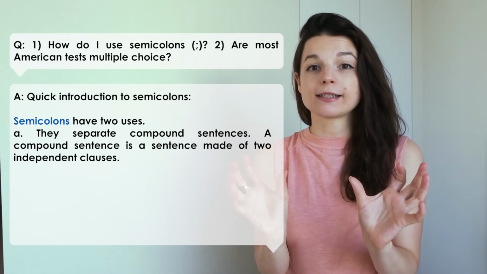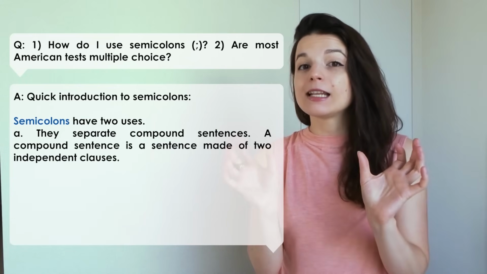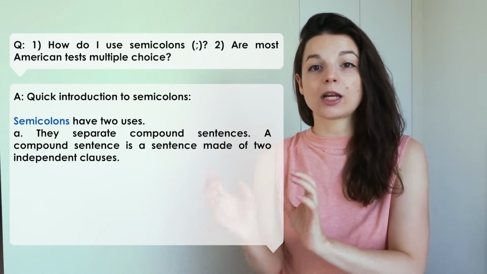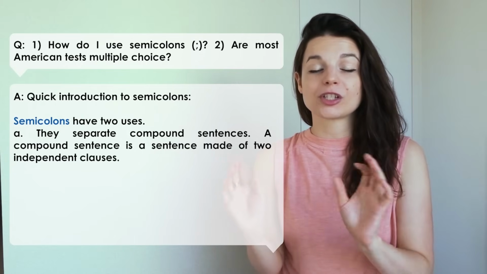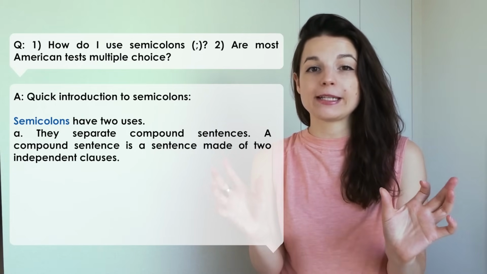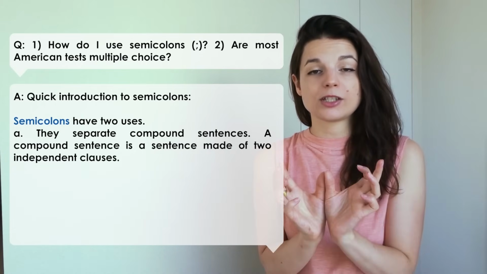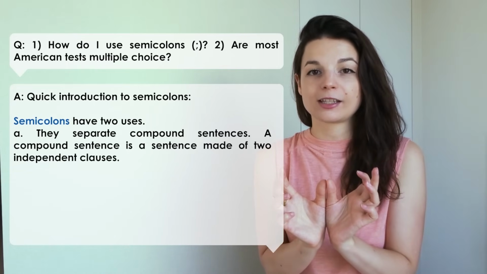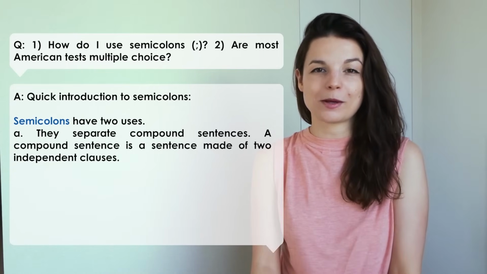So there are 2 clauses, 2 parts to the sentence. An independent clause is a sentence that can stand alone; we don't need any other words to explain this sentence. That's an independent clause. So when we connect these 2 in a compound sentence, we can use a semicolon to connect the 2, like right here. So let's look at some examples.